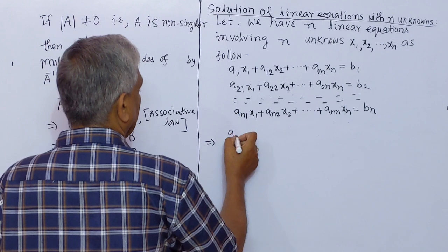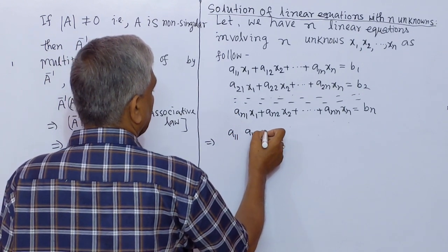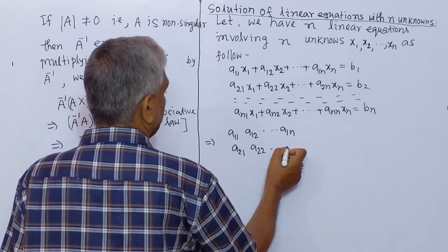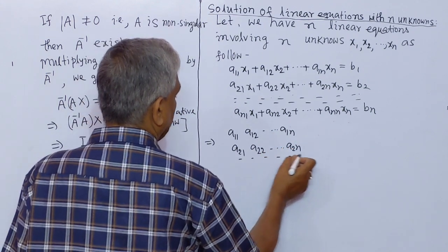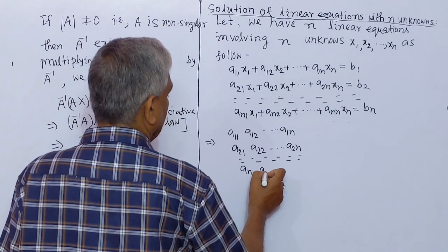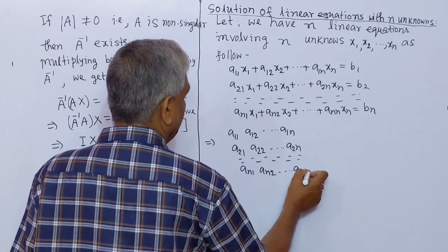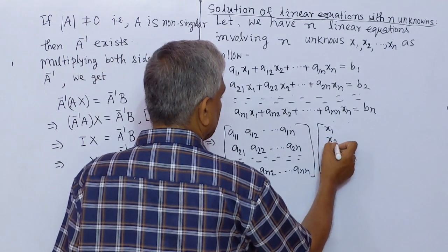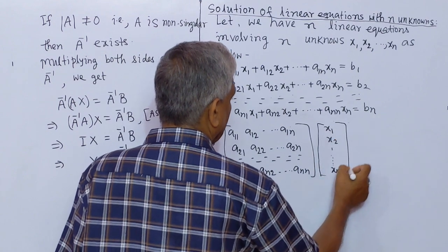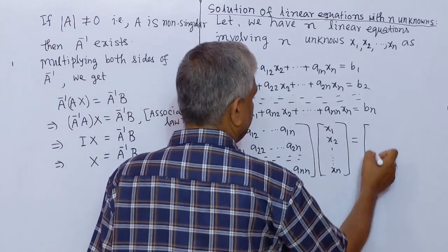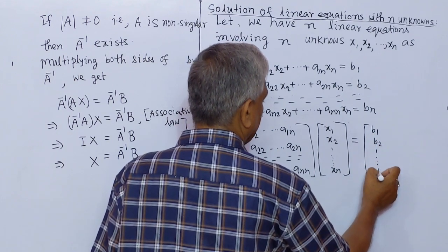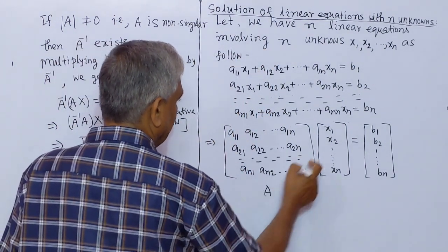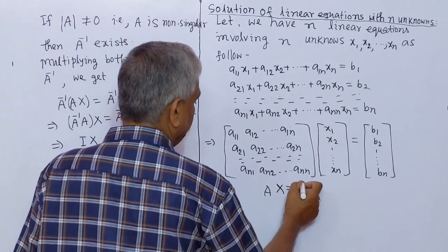This implies that we may write this as the matrix with rows a11, a12, up to a1n; a21, a22, up to a2n; and so on up to an1, an2, up to ann. This is a matrix, and this is another matrix, the column matrix x1, x2, up to xn, and on the right side another column matrix b1, b2, up to bn. Let this be matrix A and this be matrix capital X equal to matrix B.